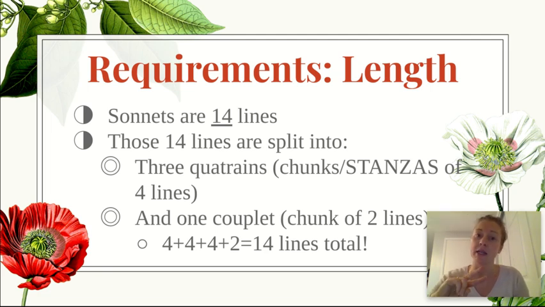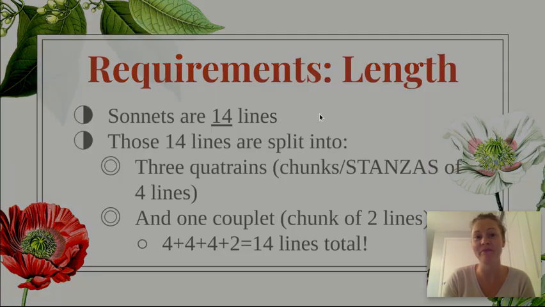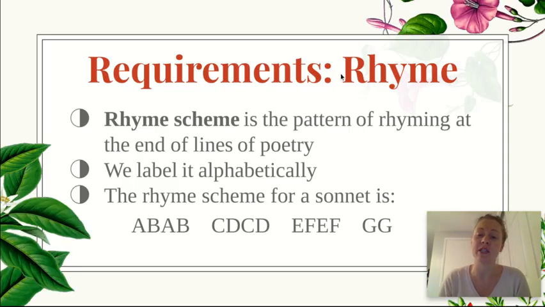And then 1 couplet, which is 2 lines. You can see the word couple in there. Couple means 2. So you have 4, 4, 4, and 2, which equals 14. That is a requirement of a Shakespearean sonnet. The next thing that is required of a Shakespearean sonnet is a specific rhyme scheme. Rhyme scheme is the pattern of rhyming at the end of lines of poetry. So when you get to the end of a line, you should hear a rhyme that matches. In Shakespearean sonnets, there's a specific rhyme scheme.